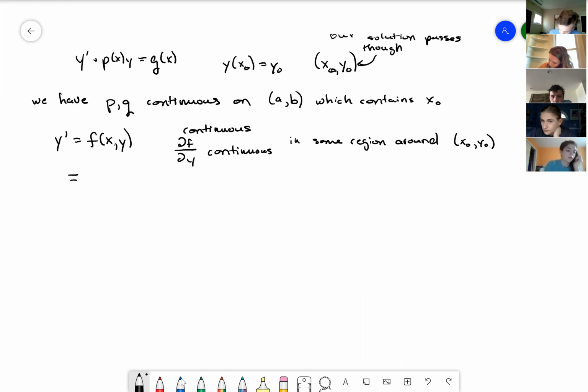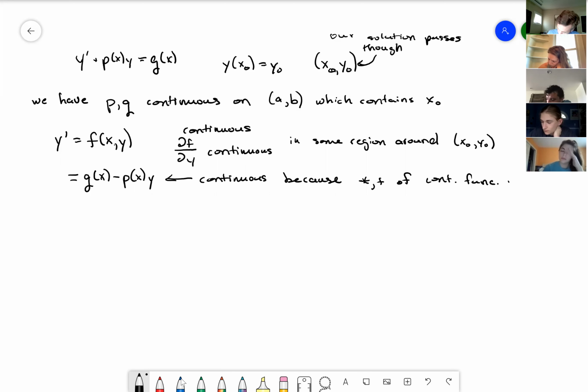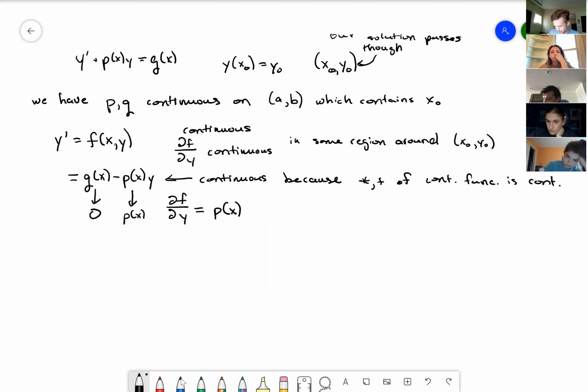So if we rewrite our first order linear ODE in this form, we get that f of x, y is just equal to q of x minus p of x times y, and this is continuous because the product and the sum of continuous functions is continuous. So we're just putting together continuous functions in a way that they're still continuous. And then if we look at the partial of f with respect to y, this q of x just goes to zero because it's not in terms of y at all, and this p of x times y just goes to p of x. So the partial derivative of f with respect to y is just p of x, which we assumed was continuous.